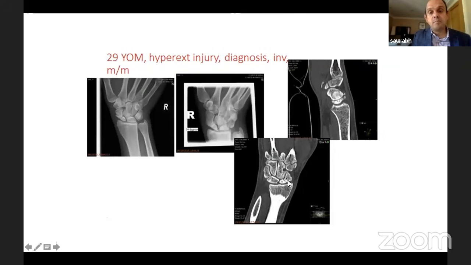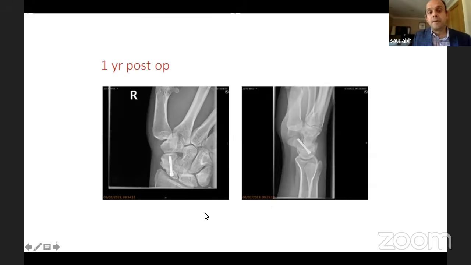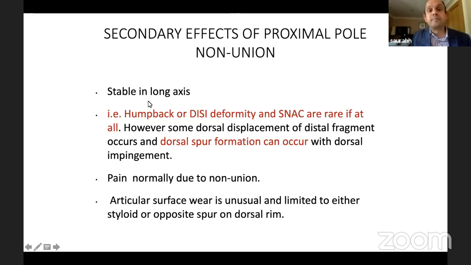Another example of a proximal pole. We have shown a bit of this case already, same patient, and you can see the CT is telling you the orientation of the fracture line. If you think very carefully, you have to be very careful how you put your screw here, because this is a small fragment. And this is 1 year post-op. That's a repetition actually, but yes.